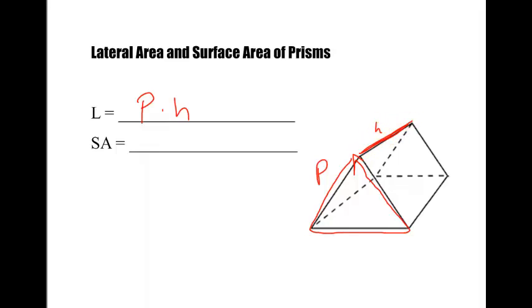And then if you want the total surface area, you're going to take the lateral area you figured out and you're going to add in two base areas, because every prism has two bases. So add that base and add the one in the back.